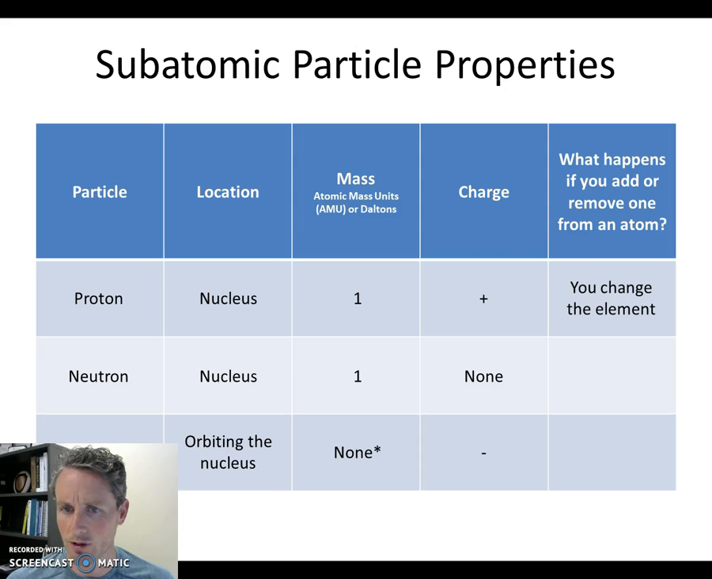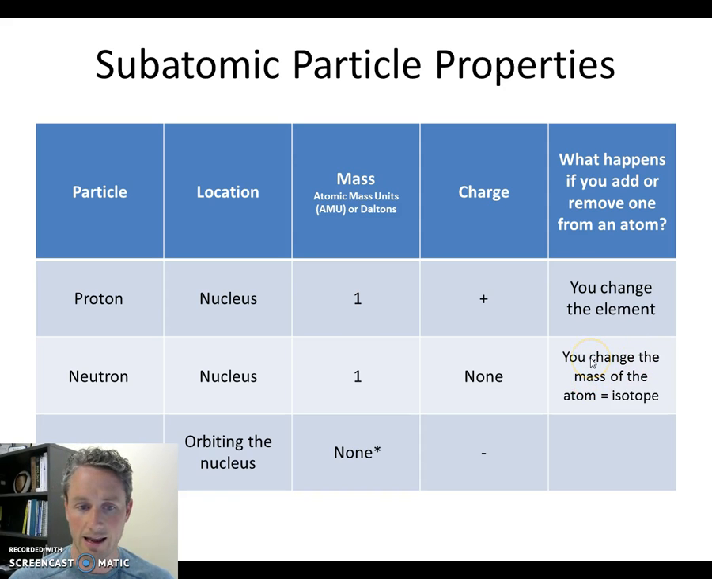So let's go back to our table and think about another question here, right? What happens if you add or remove a neutron from the nucleus of an atom? If I took an atom, let's say it's a carbon atom, and I put another neutron into the nucleus, I just made a carbon atom that weighs 1 unit more. I made a heavier carbon atom. And we have a term for that in science. If I add or remove a neutron, I change the mass of the atom, and that's called making a different isotope. So there are carbon atoms that weigh different amounts, and those are referred to as different isotopes.